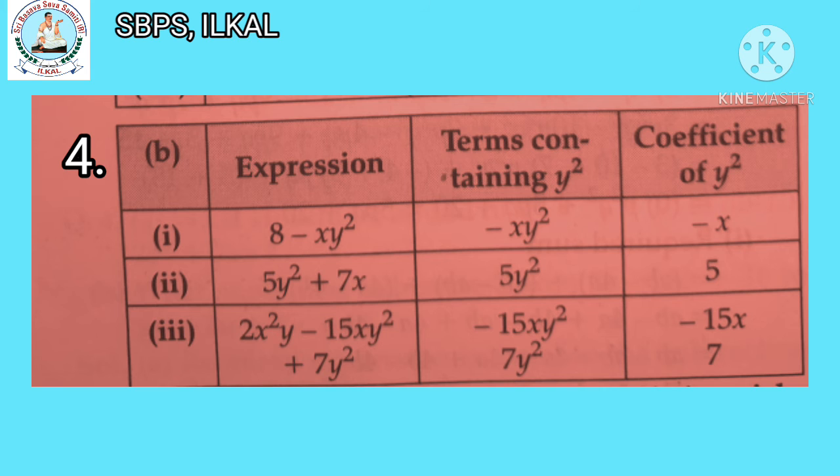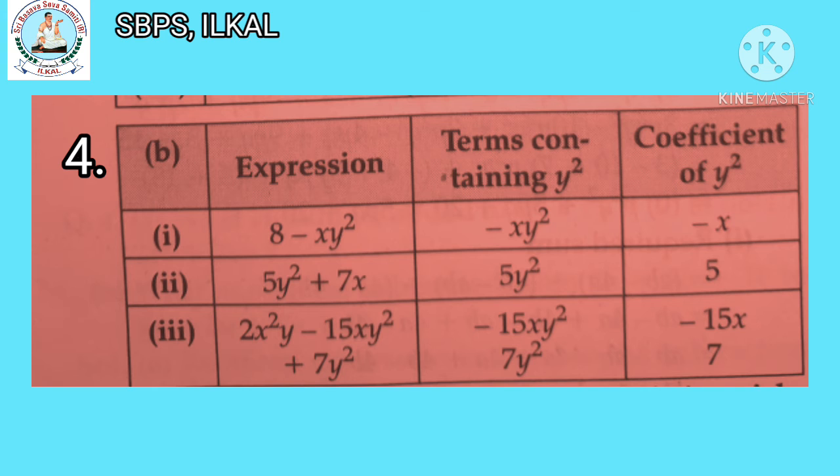Fourth main question. Identify the terms containing y square and write their coefficients, they said, children. In this, the first expression is 8 minus xy square. Here only one term is containing y square. It is minus xy square. So the coefficient of y square is minus x here.